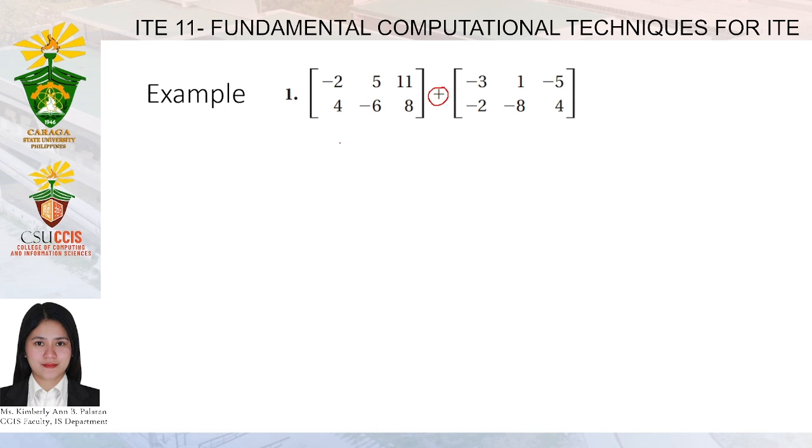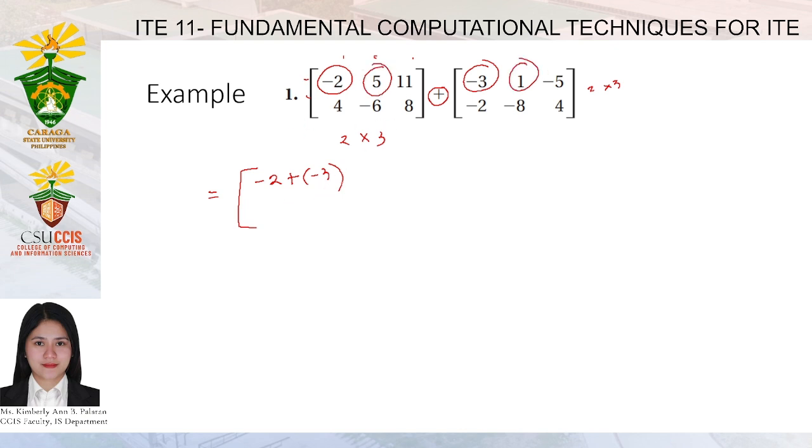But first, let us identify the dimension. The dimension of the first matrix is 2 by 3, since it has 2 rows and 3 columns. The same thing with matrix number 2, which is 2 by 3 also. So therefore, we can add these 2 matrices. So how do we do this? Just pair up the first row, first column element in the first matrix and in the second matrix. So that will be 2 plus negative 3. Okay, next, 5 and 1.